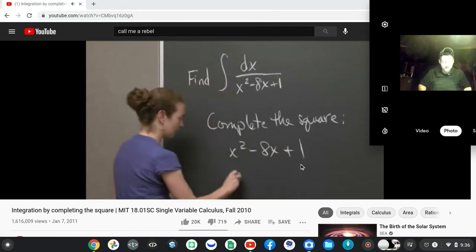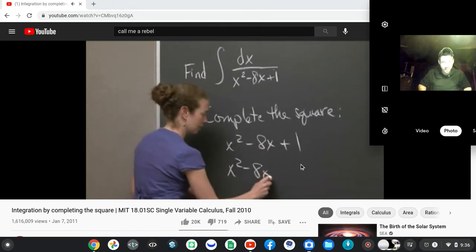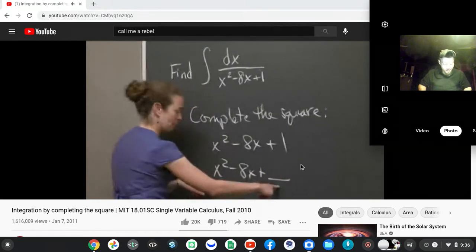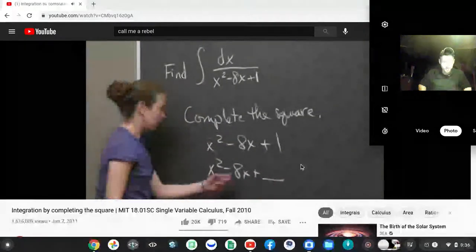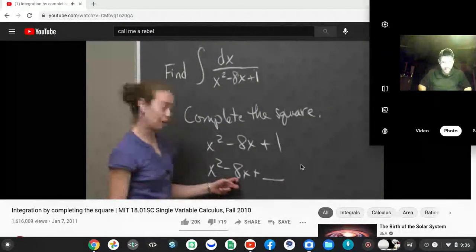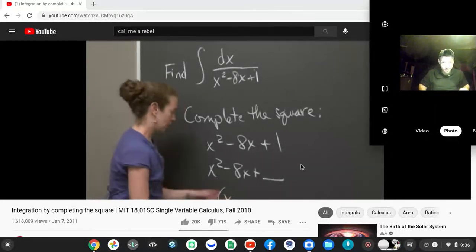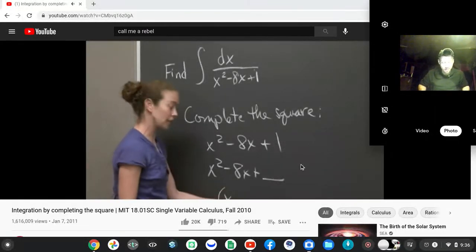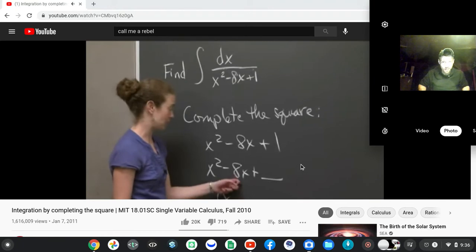So I'd like something squared right here. Well, I have 8 here in the middle. If I want a perfect square, here I'm going to have an x minus some number. I need a number here that when I multiply it by 2, that's where this 8 comes from.